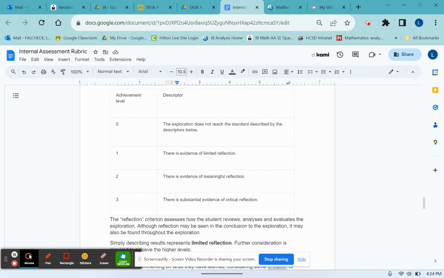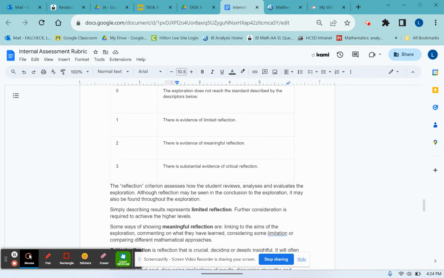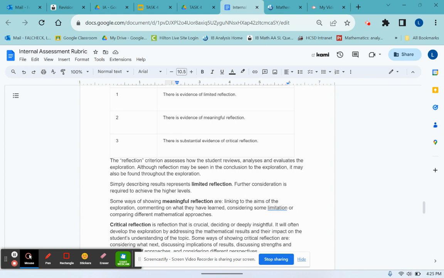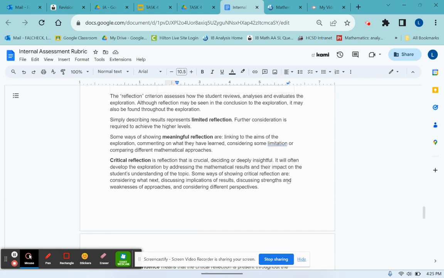Let's see. And then reflection. So, in order to get substantial evidence of critical reflection or a level 3 in your reflection, you need to make sure that you have meaningful reflection, linking to the aims of exploration, commenting on what you have learned and why it's important. Also, you need to consider limitations or comparing different mathematical approaches. Could I have done it this way and it would have come out better? Maybe. Mentioning stuff like that.